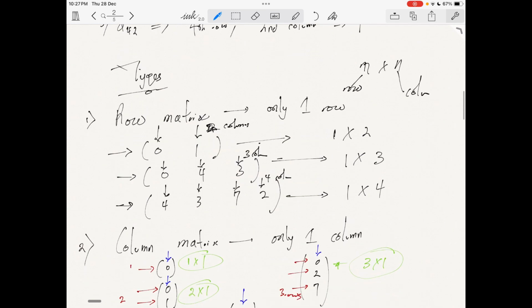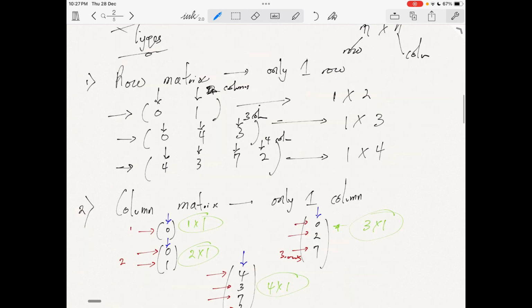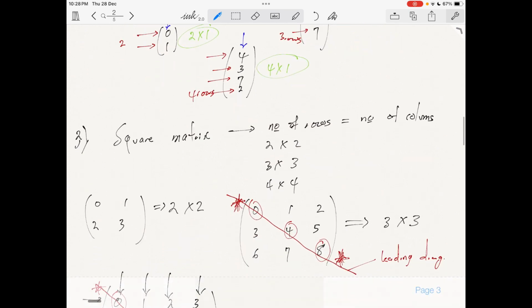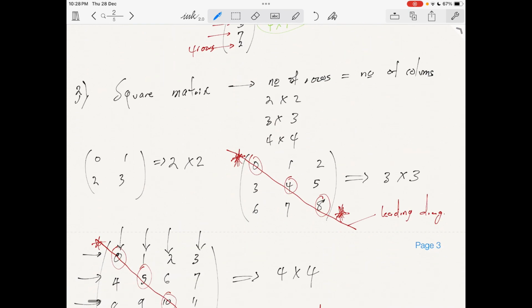Now we talked about the types of matrix. There are various types of matrix, but we are limiting it to 5 or 6. The row matrix is such that there is just one row, and the columns can be more than one, and the column matrix is such that there is only one column, but the rows can be more than one. The square matrix is such that the number of rows equals the number of columns. So that's why we have a 2 by 2 matrix, or 3 by 3 matrix, or 4 by 4 matrix.